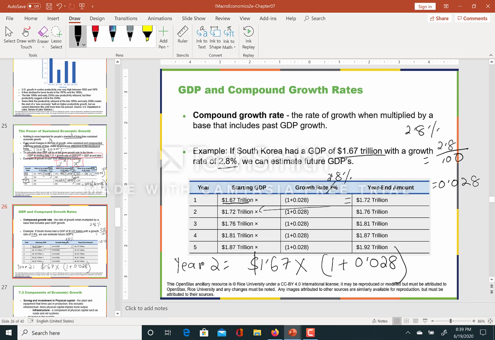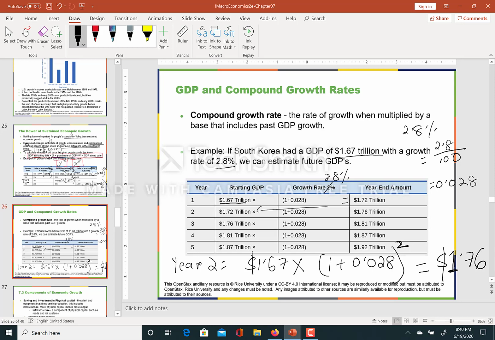All right, coming back to our initial problem. Year 2, my initial value is 1.67. I will multiply times 1 plus the growth rate, and we are looking at 2 years. So that's why I'm going to square it, and I will find, I'm just writing down the result here. Please check the math. This is how you do it.